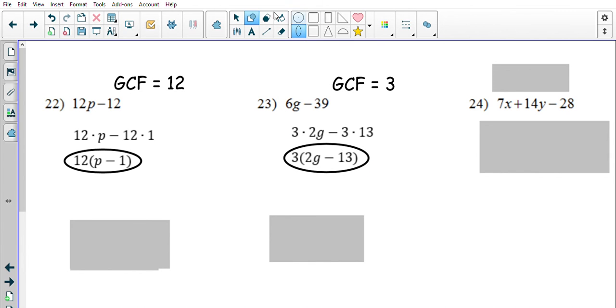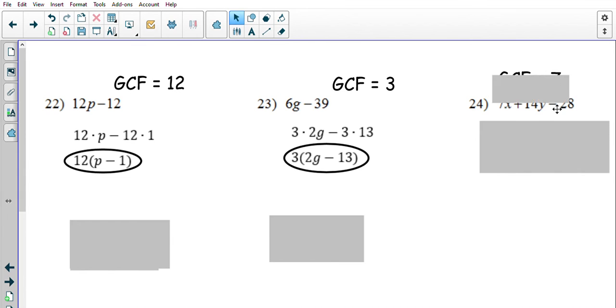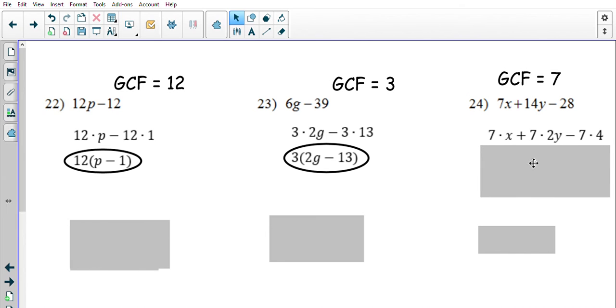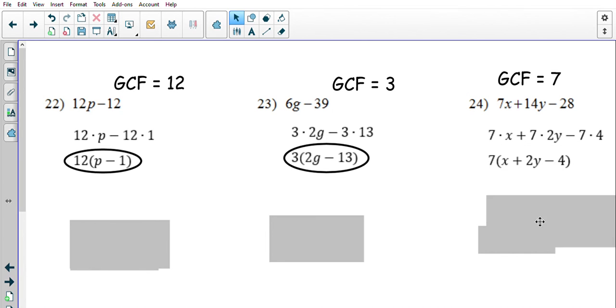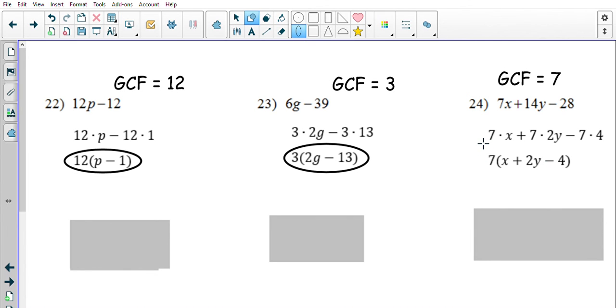Finally, number 24, we have 3 terms, but we factor it just the same. 7x, 14y, and 28. The GCF is 7. So we write this as 7 times x plus 7 times 2y minus 7 times 4. 7 goes outside the parentheses. X plus 2y minus 4 is left inside the parentheses.